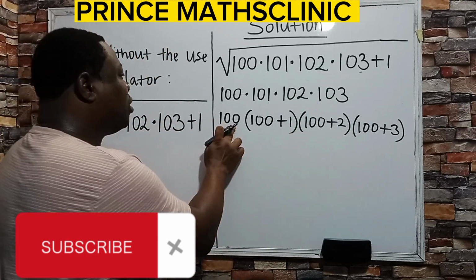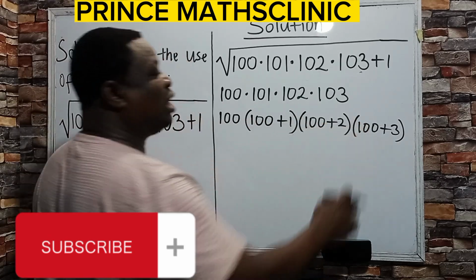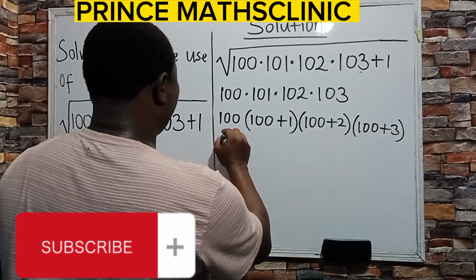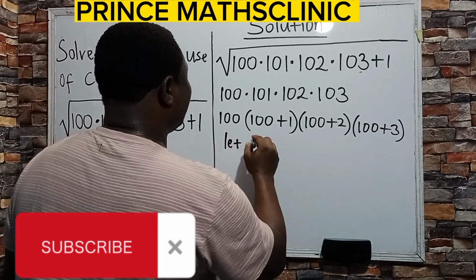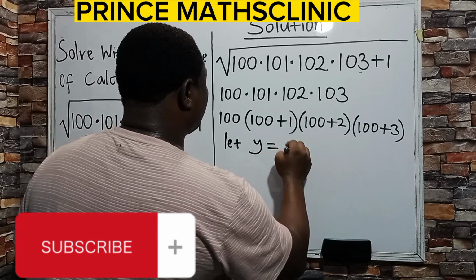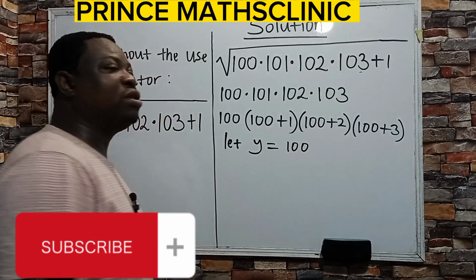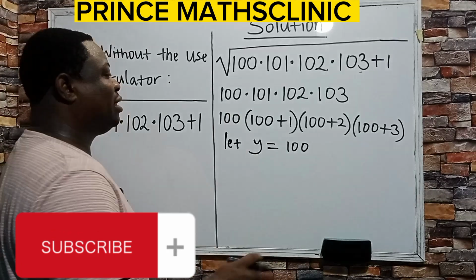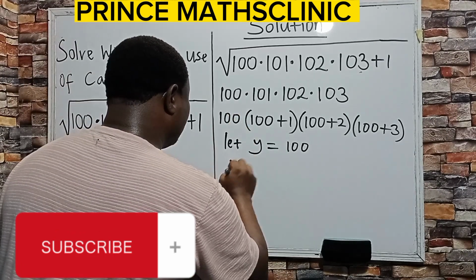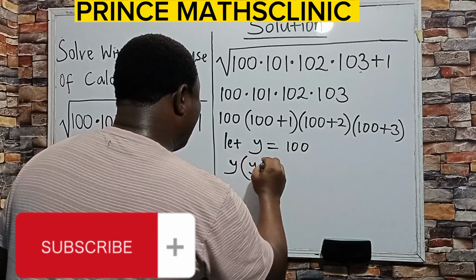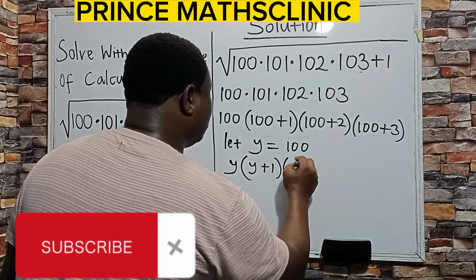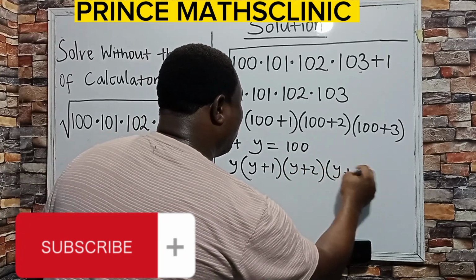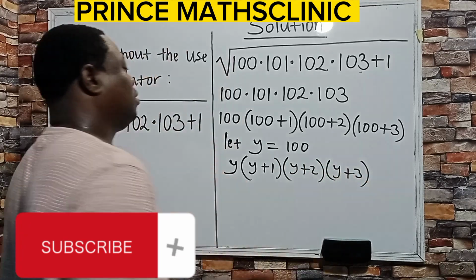We have 100, 100, 100, 100 in common. So I'm going to use the substitution method. I'm going to say let y be 100. So anywhere I see 100, I'm going to put y. So this is y, this is now y plus 1, this is now y plus 2, and this is now y plus 3.